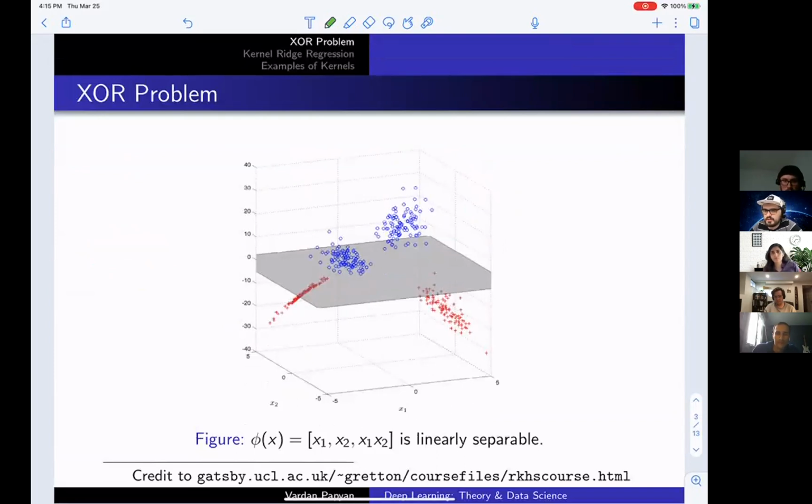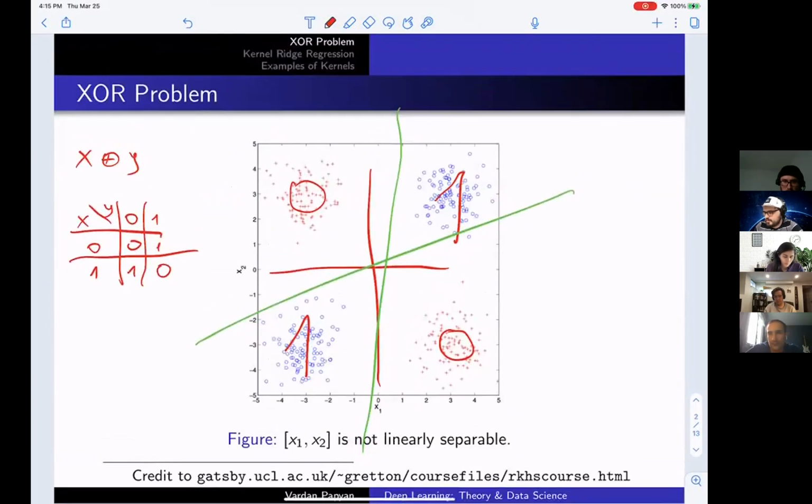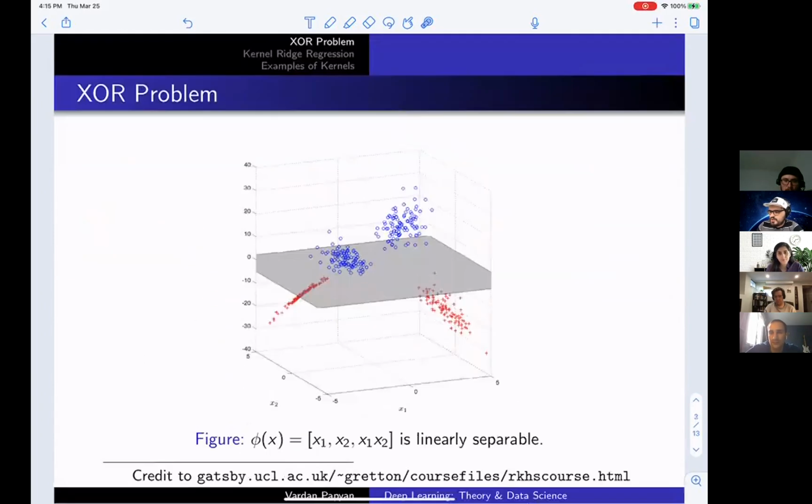So imagine that we take our data, which had two coordinates. Let's denote this by x1 and this is x2, right? So two coordinates. Imagine that we take this data, which is a tuple of x1 and x2, and we just map it to a different tuple: x1, x2, x1 times x2.